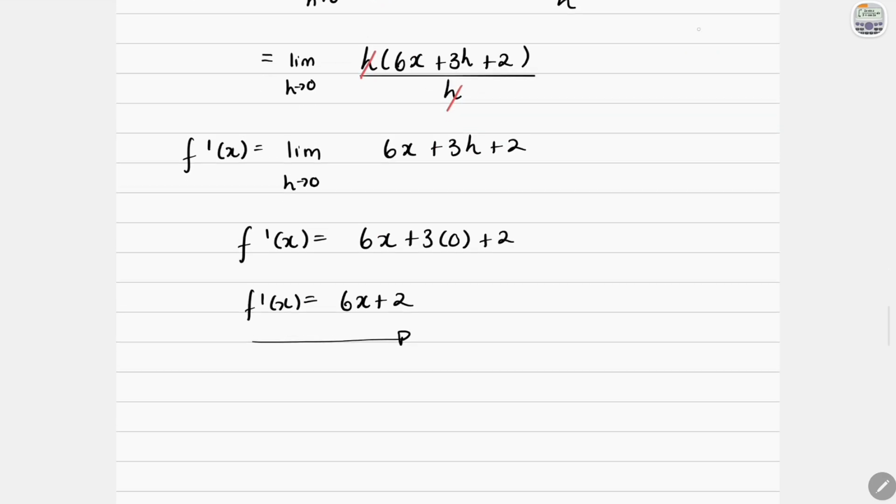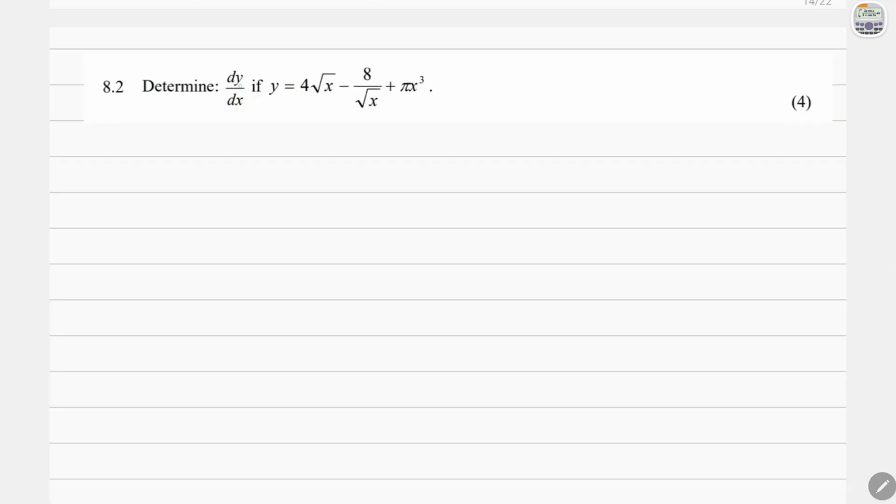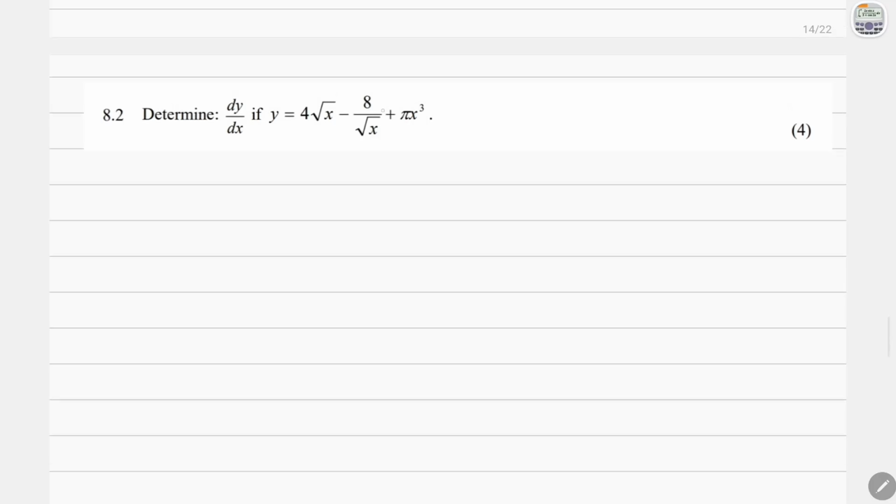Moving on to the next question. The next question says determine dy over dx. So we need to determine the derivative with respect to x of this function. Let's just rewrite it first, just to analyze what's going on. We've got a square root of x. That's a problem. We have x under a radical, so we need to fix that. And then we have x under a radical, but it's also in the denominator. So minus 8 over the square root of x. And then plus pi x cubed. And this is fine. Pi is a number, so that's fine.